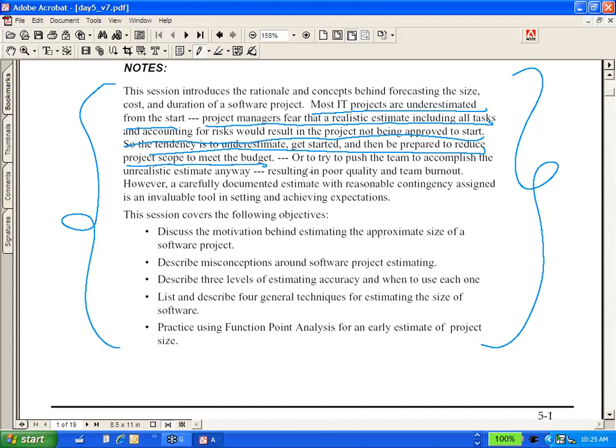So the tendency is to underestimate, get started, and then be prepared to reduce project scope to meet the budget. Or you try to push the team to insane levels of work, right? Making them work 18-hour days, 16-hour days, 12-hour days. So all this can be averted if you have a realistic estimate to begin with. Common sense.